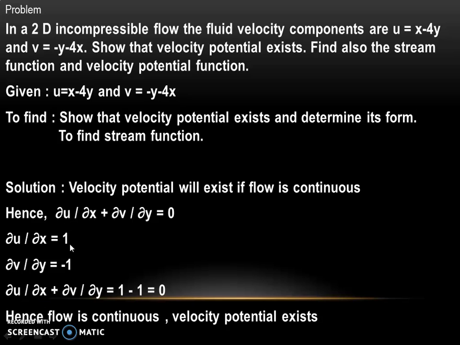Now we will add up both these terms, that is dou u by dou x is 1 and dou v by dou y is minus 1. So 1 minus 1 will be equal to 0. Hence we prove that the flow is continuous and also the velocity potential exists.